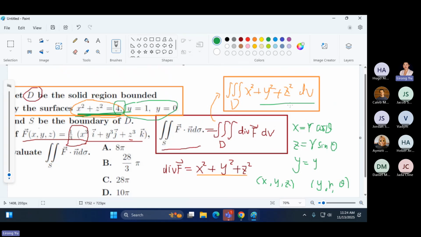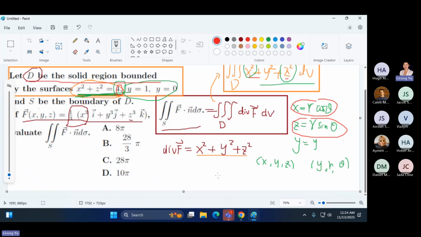So we know that x squared plus z squared is this x squared plus this z squared, so x squared plus z squared equals r squared. So it's not the 4. The 4 is on the edge, but D is a solid region inside the surface. So r is between 0 and 2.